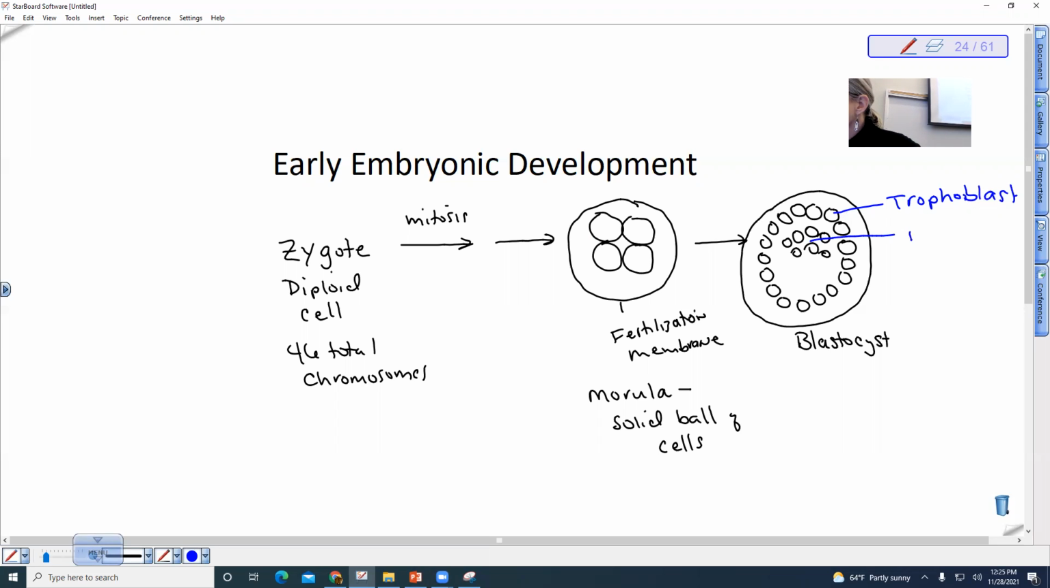And then we have what is called the inner cell mass. And so this inner cell mass is what is going to become the embryo. So at this stage, this is the stage where it is going to break free from the fertilization membrane. So let's look at a diagram showing where this is happening inside the female's body.